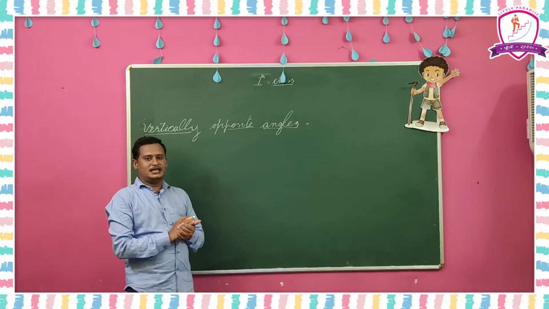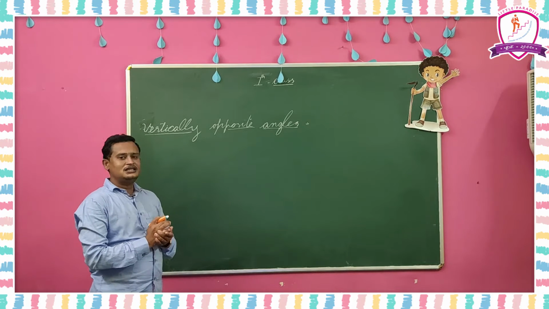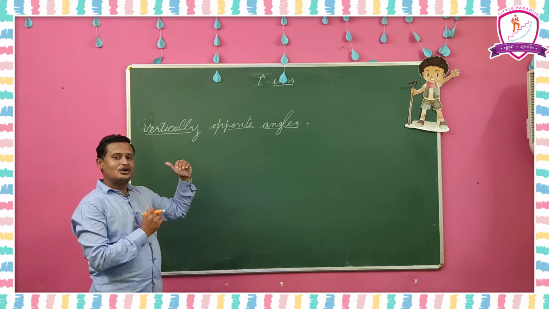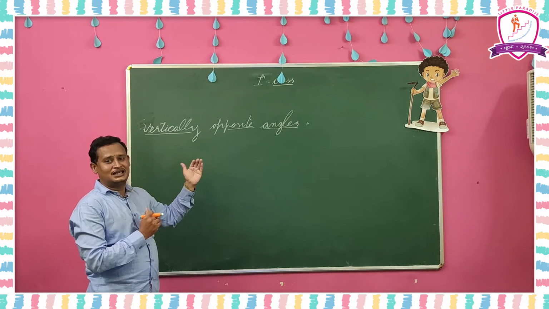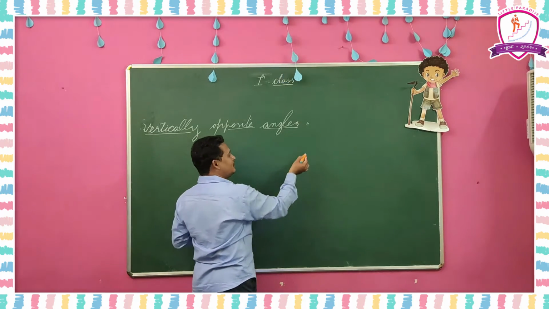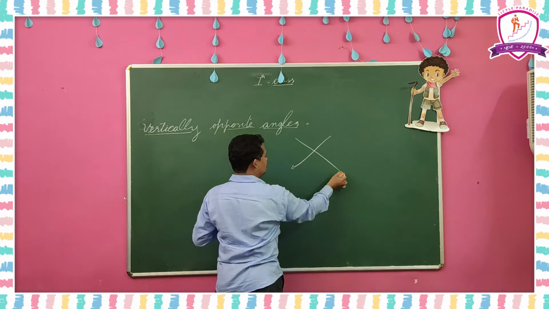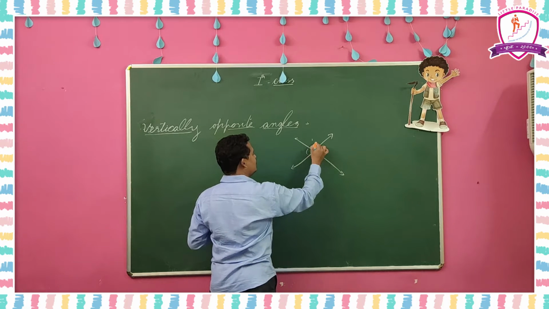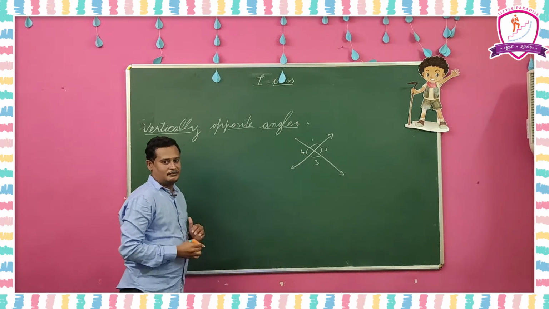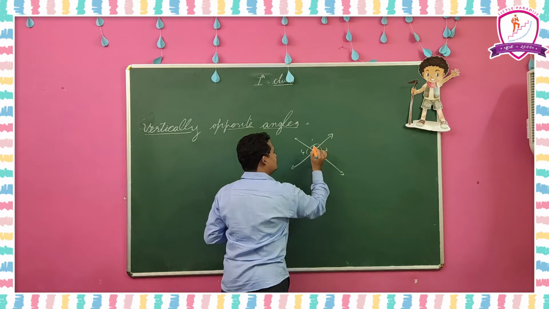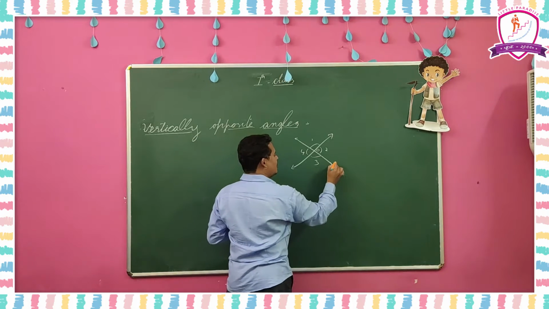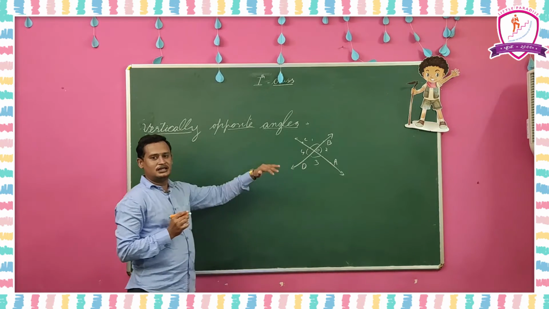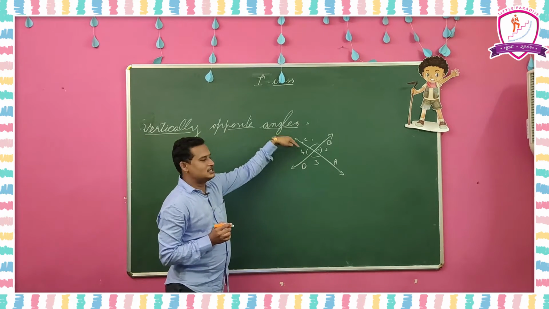Vertically opposite angles. If 2 angles do not have a common arm but have the same vertex, the vertex must be common, but the arms are not common. So here angles 1, 2, 3 and 4 are formed. The intersecting point we can consider as O, and OA, OB, OC and OD, 4 arms are there. So these are intersecting lines.